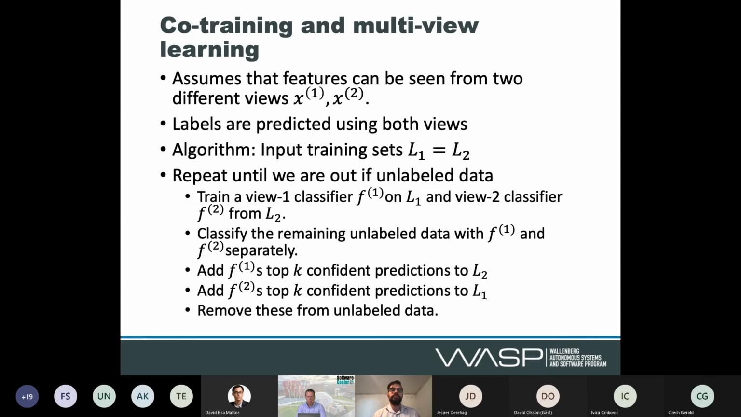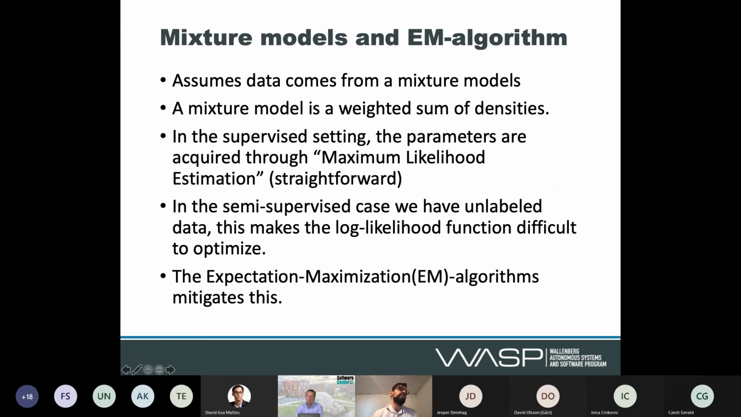And you can also generalize this to n different classifiers, and that's why we call it multi-view. So co-training is only 2 views, multi-view is several views.